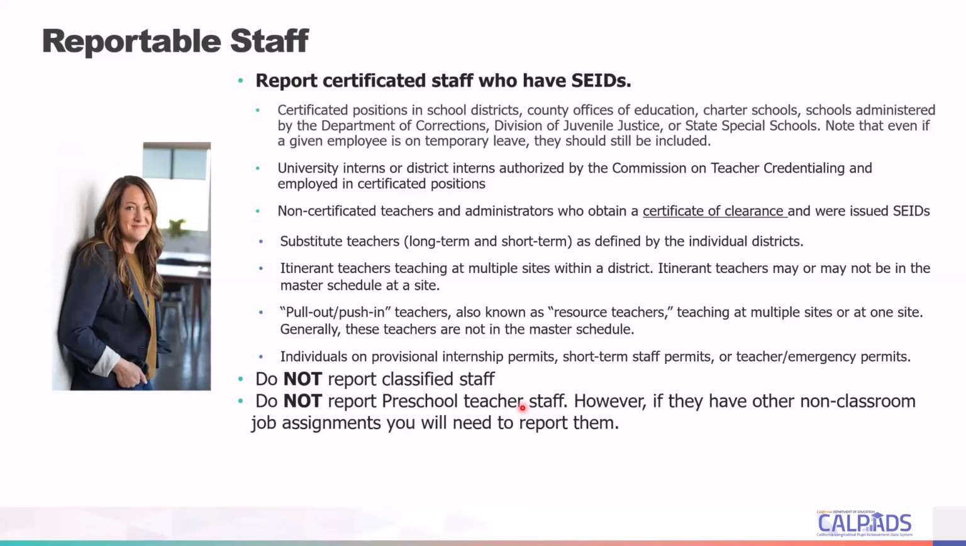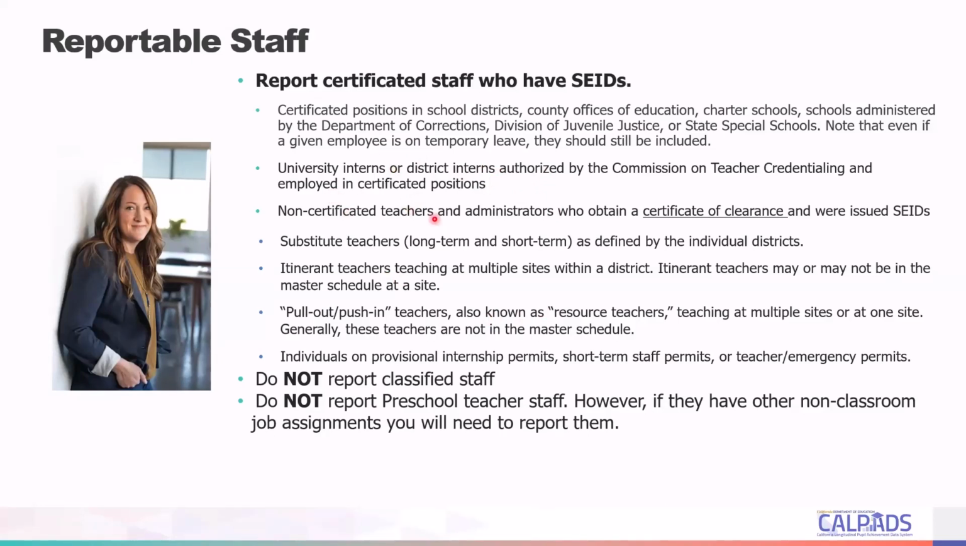For the reportable certificated staff, these lay out the staff members that you may need to report. It's any certificated position in school districts, county offices of education, charter schools, and so on. You also report those staff members who are temporarily on leave, who are essentially still employed by the district. And then you also have to report university interns or district interns authorized by the CTC and employed in a certificated position.